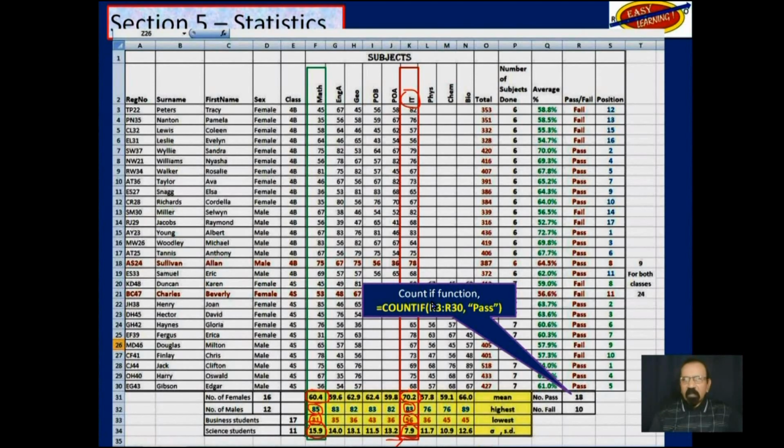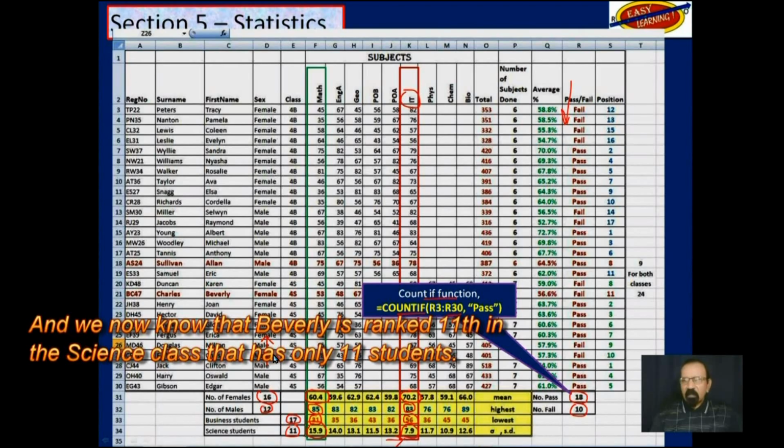Now, I put in a COUNTIF function here. COUNTIF, this column here from R3 to R30, if it has the word pass in it, and we got 18 persons pass, and of course down here it would be those that fail. And over here, COUNTIF, that column up there has the word female in it or male, and then for business, 4B or 4 science. The same COUNTIF, just the range differs.